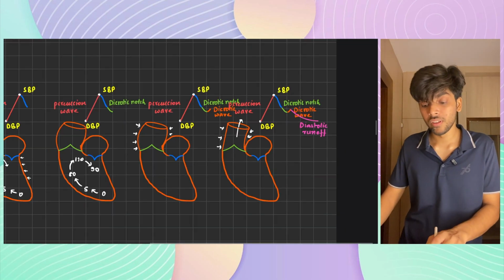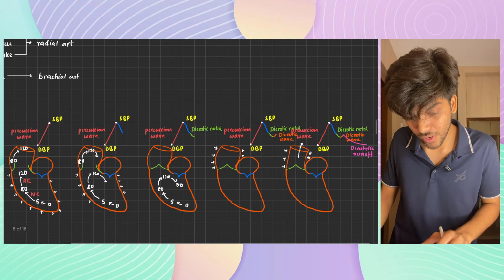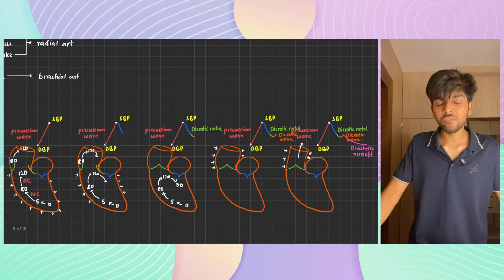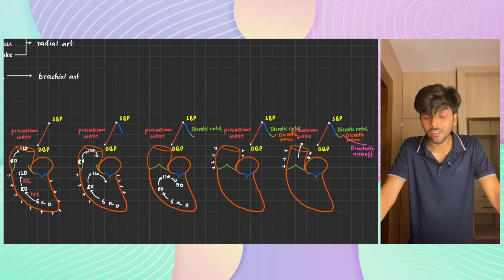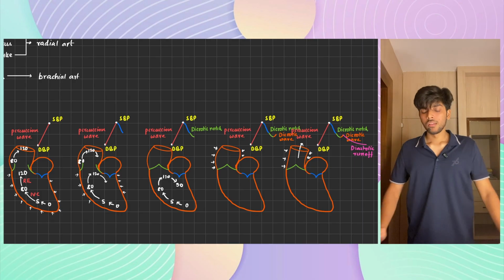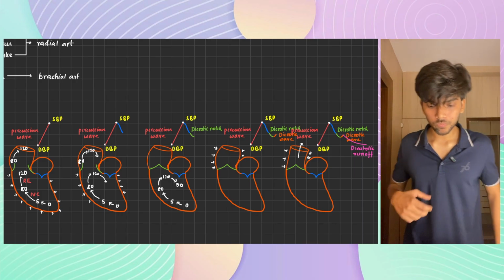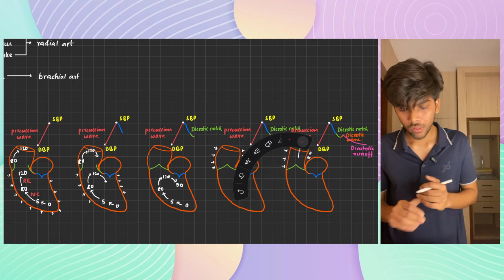So it is referred to as diastolic runoff. And with that we are done with the various phases of the cardiac cycle representing the various parts of the aortic pulse waveform. Let me revise it for you. So this is what happens.